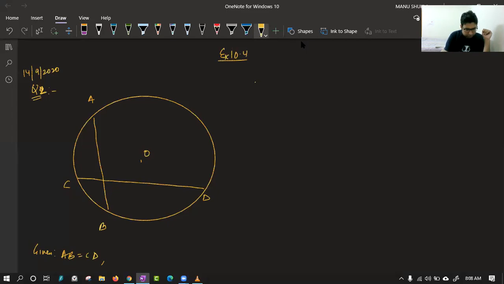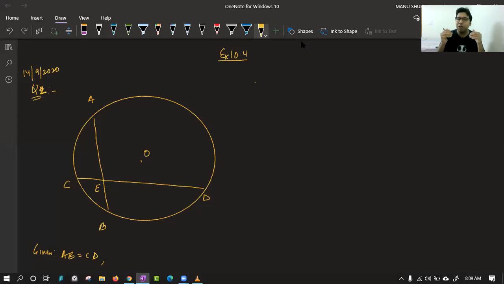Apart from this, what is given? Nothing else. We have to prove that the segments of one chord are equal to the corresponding segments. So class, tell me, if this is point E, what are the two segments of chord AB? If the point of intersection of the two chords is E, okay, very good. The two segments formed in chord AB are AE and EB. Similarly, what are the two segments formed in chord CD? They are CE and ED.